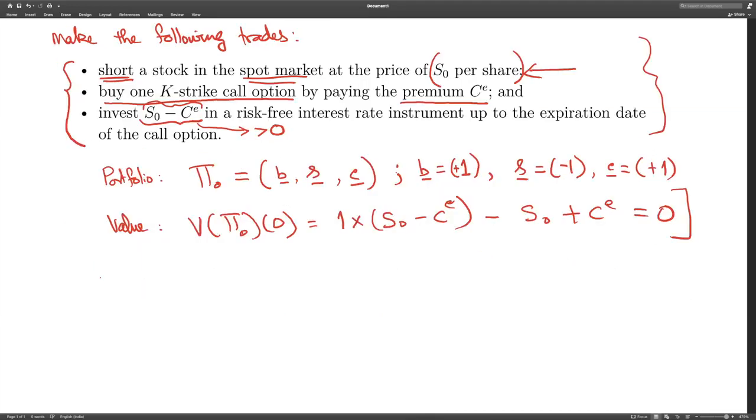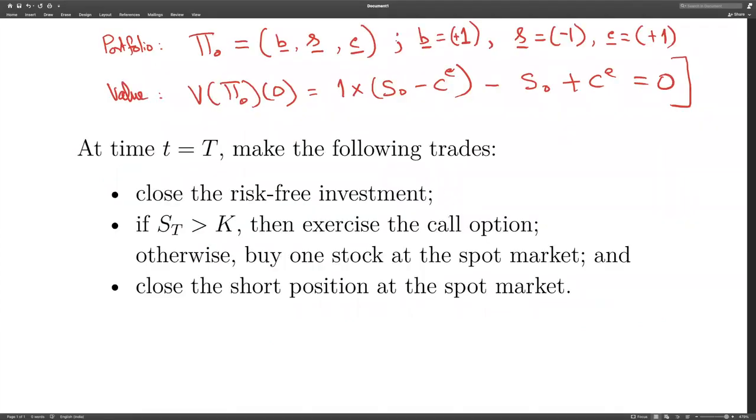Now let us see what is the value of the portfolio at the expiration time, capital T. At the expiration time, capital T, we may have to do the following trades in order to close our open positions. The first is close the risk-free investment. It means you just take your money from your savings account.